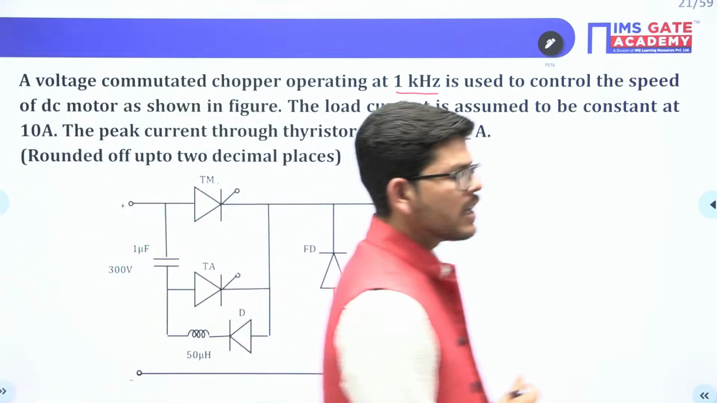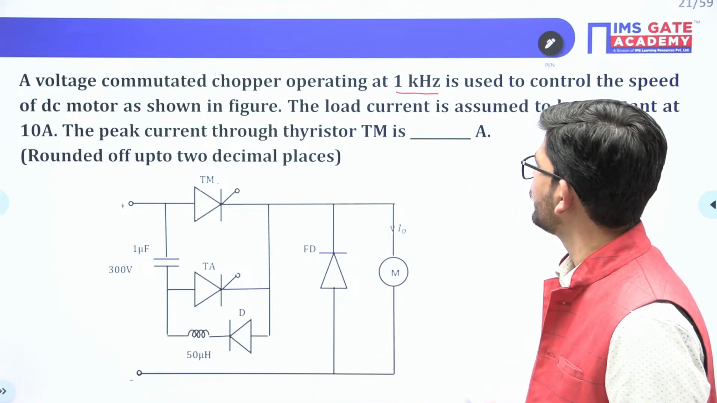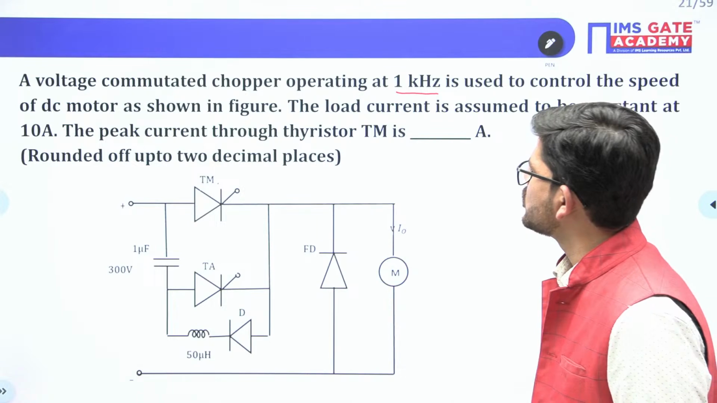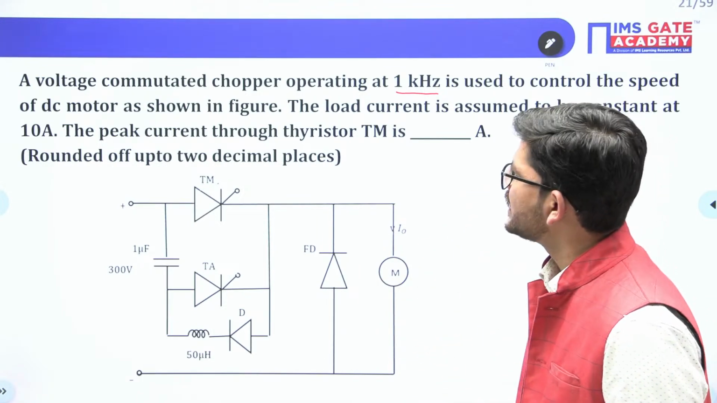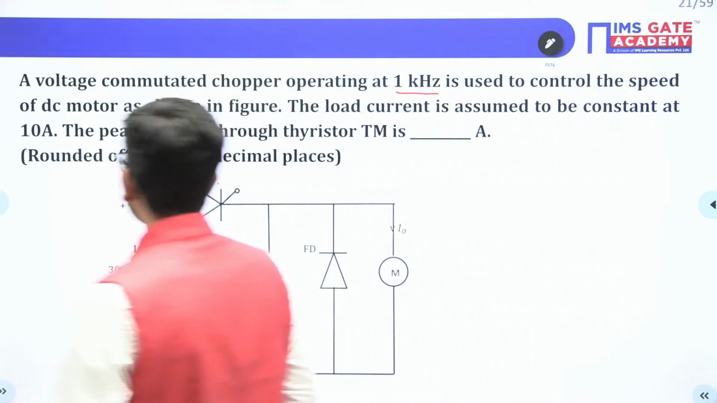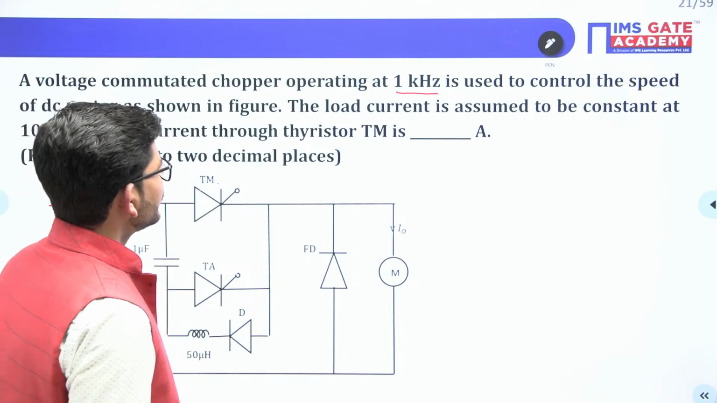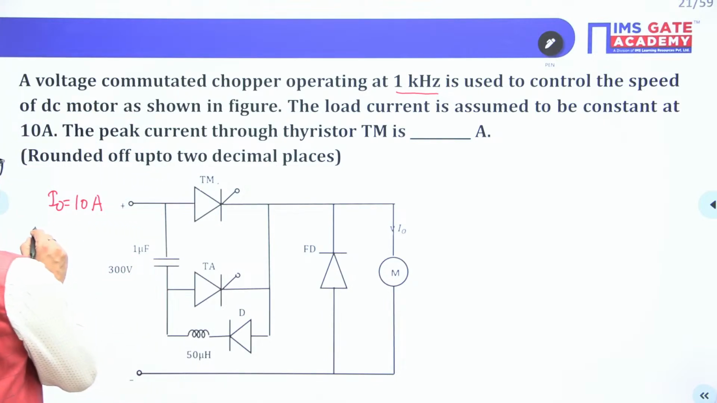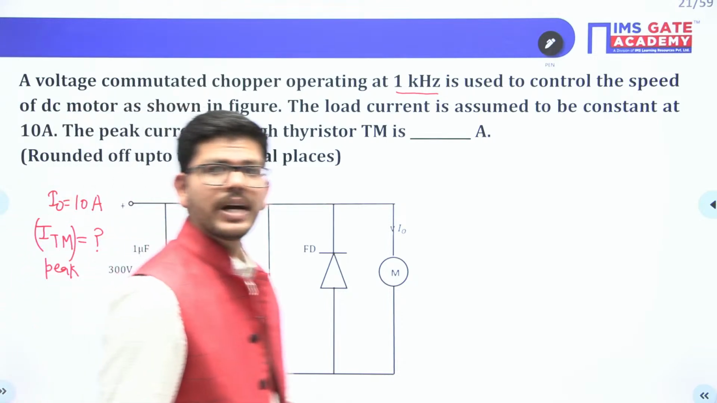As we can see here, a DC, we are controlling the speed of this particular motor, and the voltage commutation chopper is used to turn off the thyristor. The load current is assumed to be constant at 10 ampere. I naught is given to us, which is 10 ampere. The peak current through the thyristor Tm is... So what will be the peak current across the thyristor Tm? That we have to determine, that we have to calculate here.